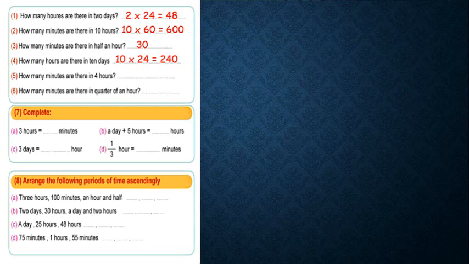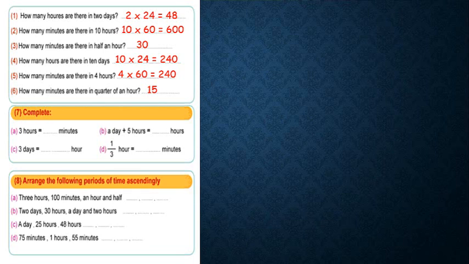How many minutes are there in 4 hours? Here we know that 1 hour equals 60 minutes. And here how many hours? Yes, 4. So we are going to make 60 times 4. So also it will be 240. How many minutes are there in a quarter of an hour? We took quarter, 1 over 4 means, yes, excellent, 15 minutes.